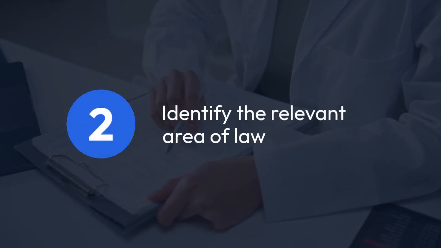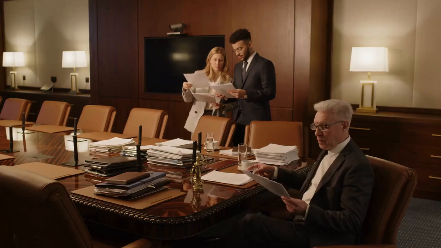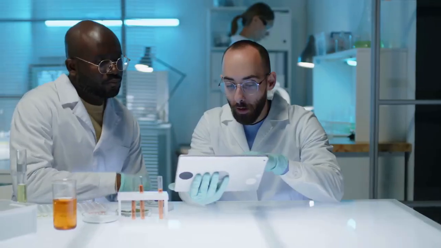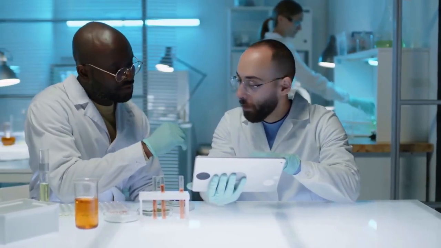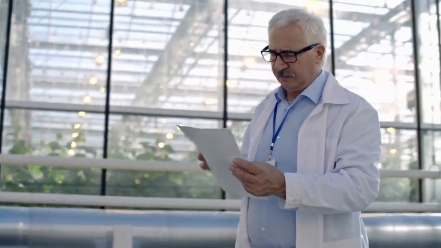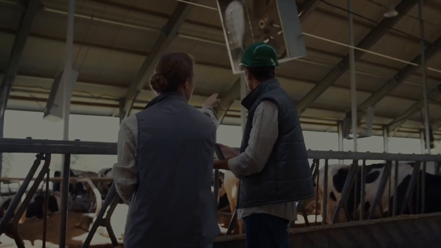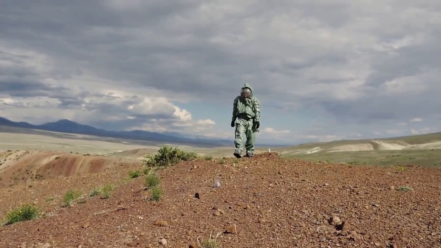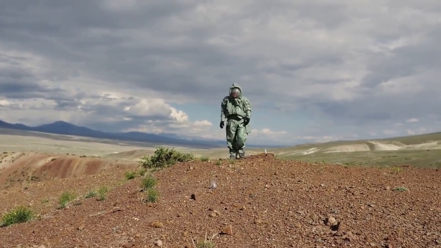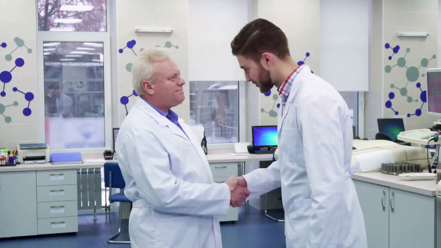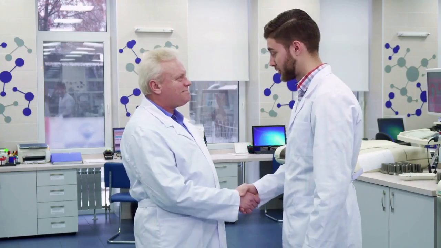2. Identify the relevant area of law. This depends heavily on your research topic. Is it about human subjects? Then you'll be looking at things like HIPAA in the US or GDPR in Europe regarding data privacy. Is it about animal subjects? You'll need to know the animal welfare laws and regulations in your location. Is it about environmental research? You'll need to familiarize yourself with environmental protection laws.